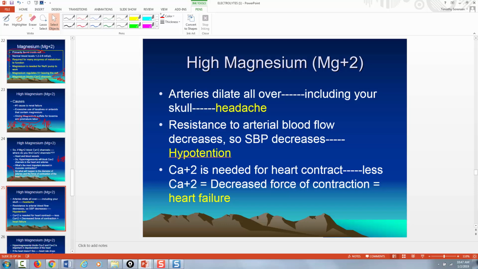The other thing is it can lead to heart failure, right? Because high levels of magnesium, the most important element in muscular contraction is calcium, and the heart and blood vessels rely on calcium from the blood to contract. And high magnesium blocks calcium channels. So that will decrease the force of contraction of the heart, and it can actually lead to heart failure.